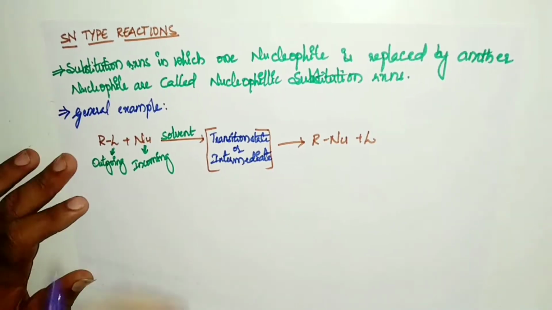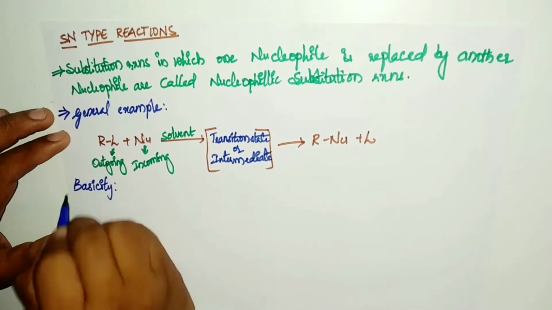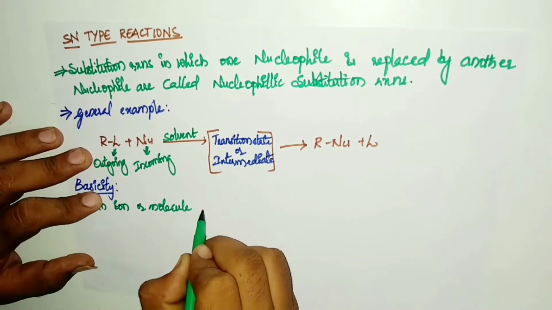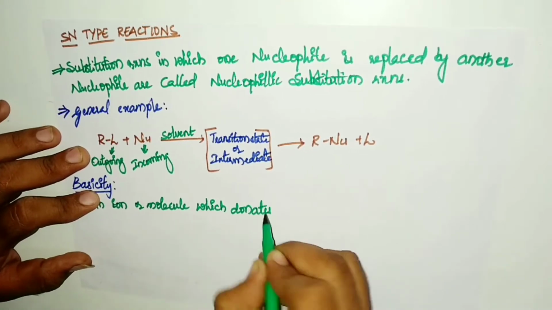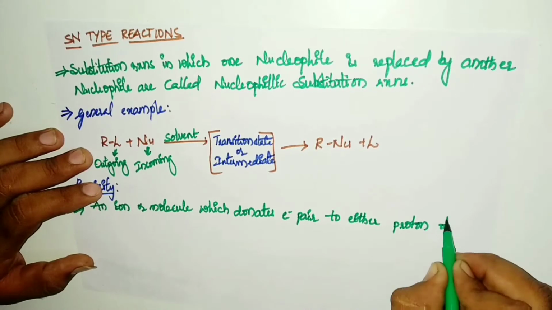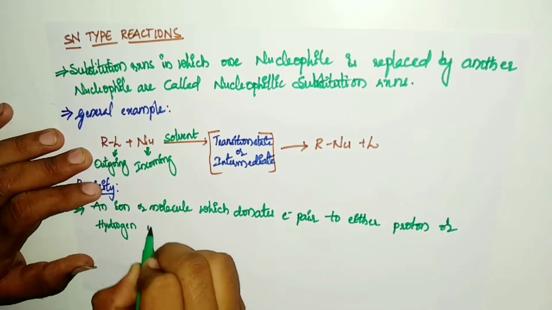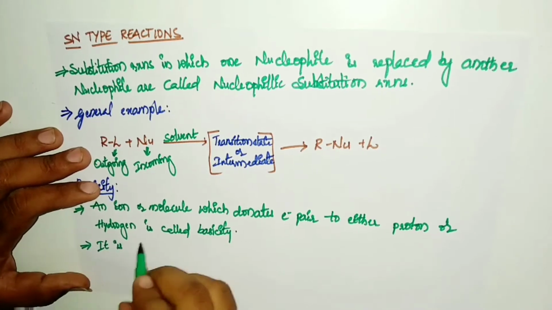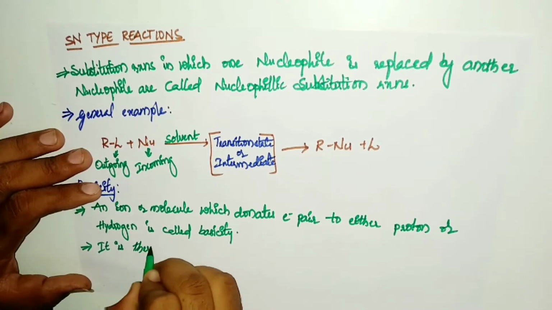Some basic terms to understand SN type reactions are, first, basicity: an ion or molecule which donates an electron pair to either proton or hydrogen is called basicity, and basicity is a thermodynamic term.